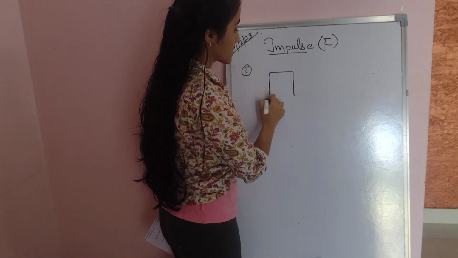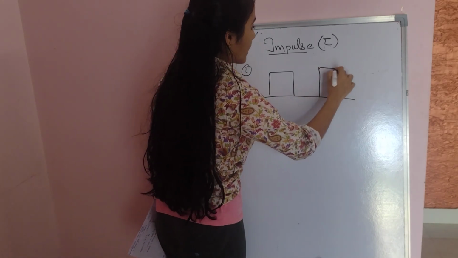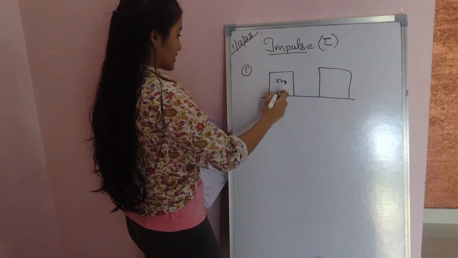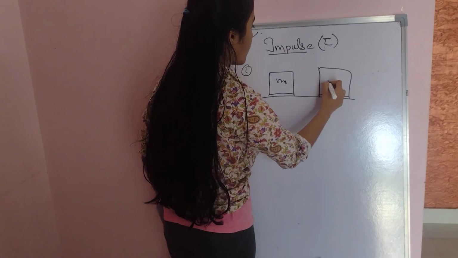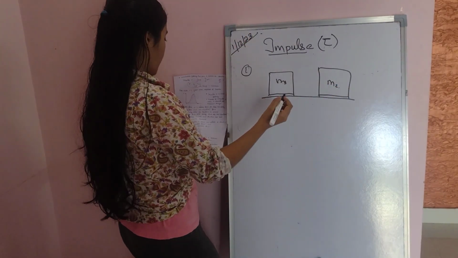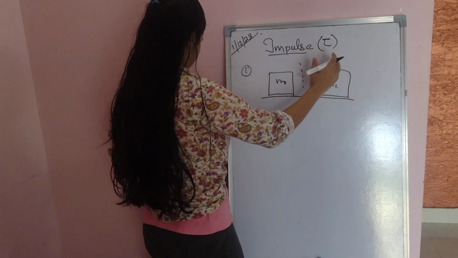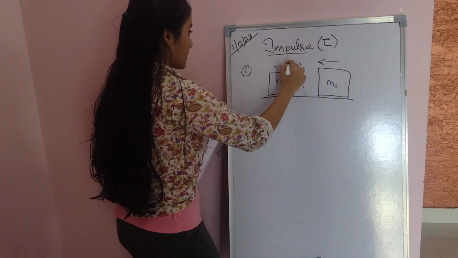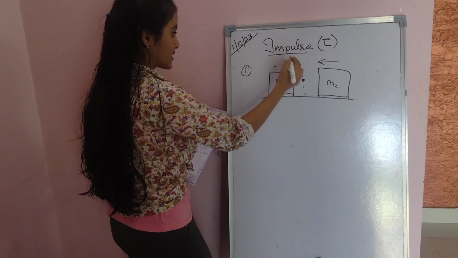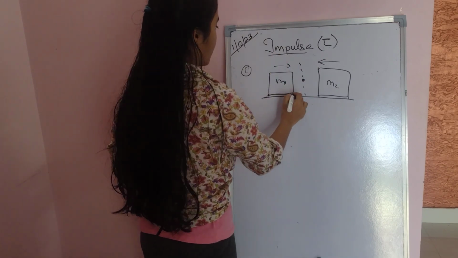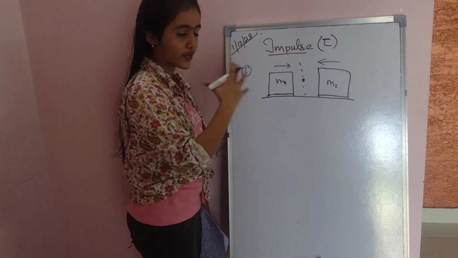There are 2 blocks, M1 and M2. Now they have collided at a point here. They are coming too close to each other. They are colliding here. They collide here. Then they are moving away.